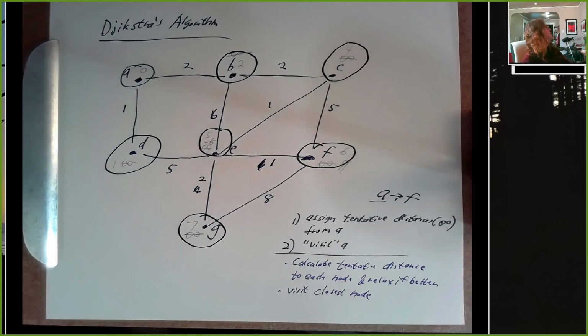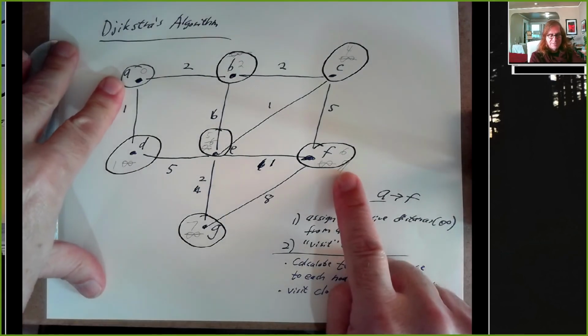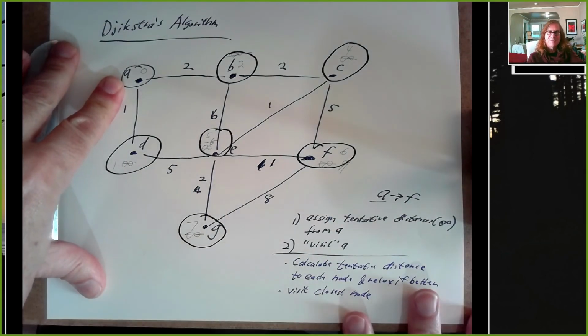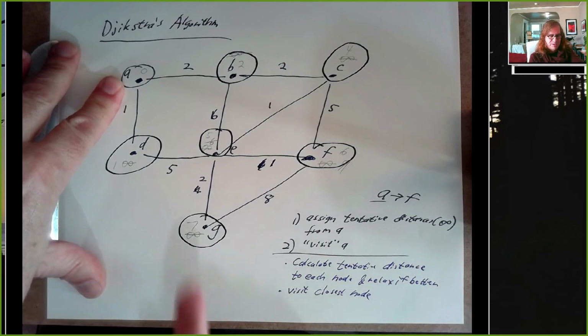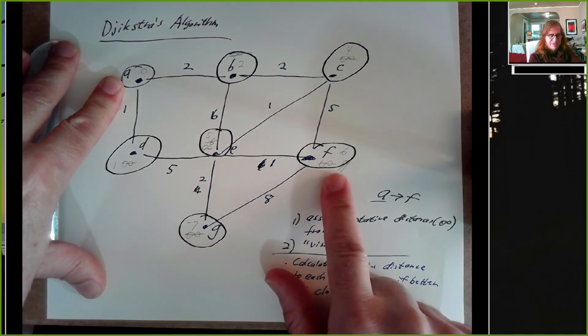And we've done a few things. We found the shortest path. We found the shortest distance from A to F is 6. We've actually found the shortest distance from A to every node. Right? 7 to here, and 6 to here, and so on.